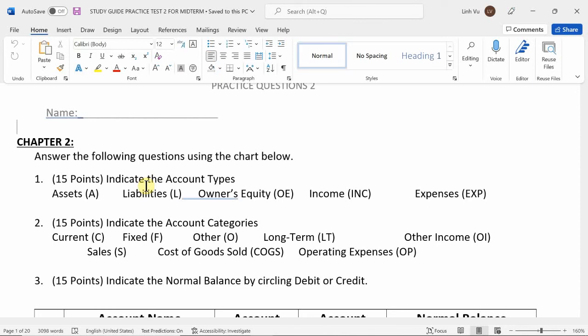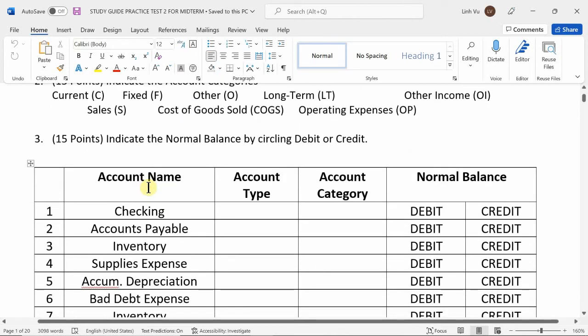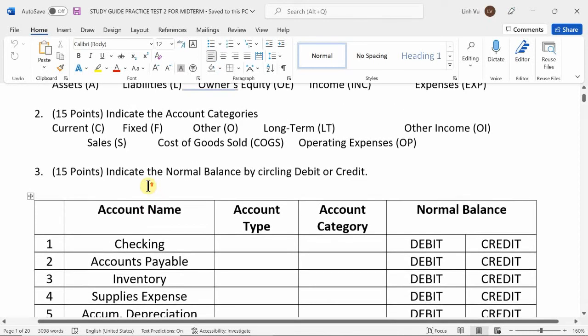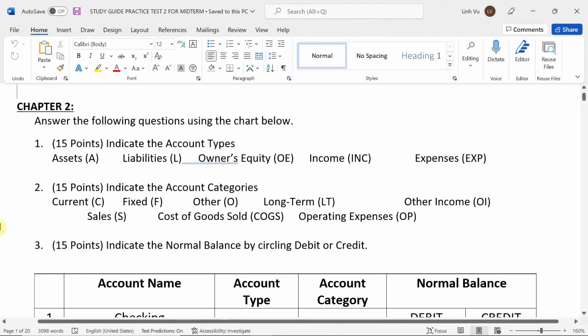So here's a section that we are familiar with. I believe 5 of the questions are going to be where I give you an account name, and your job is to determine the type, the category, and the normal balance. Now that we've been introduced to newer accounts, make sure you're able to determine the type, the category, and what kind of normal balance it has. That's what part 1, part 2, and part 3 do.